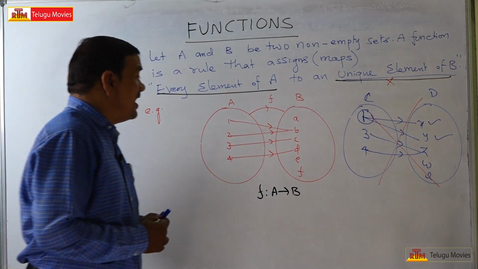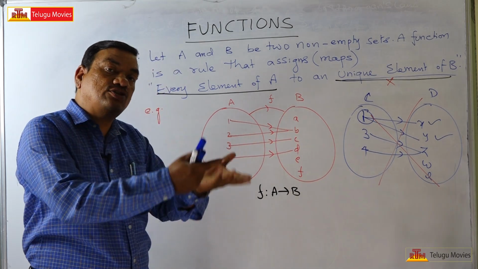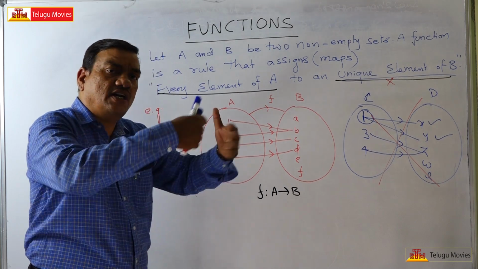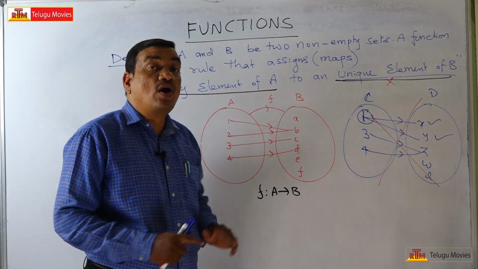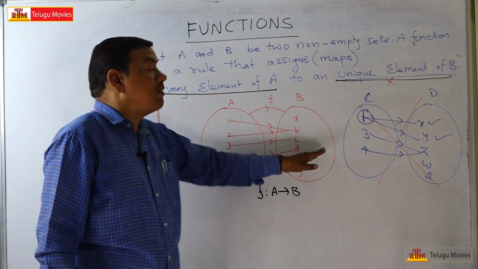Now, you may have one doubt here. Sir, here 1 is attached to B, 1 is mapped onto B, 1 is assigned to B, yes. That is over. 2 is mapped onto B, yes. 3 is mapped onto C, 4 is mapped onto D.